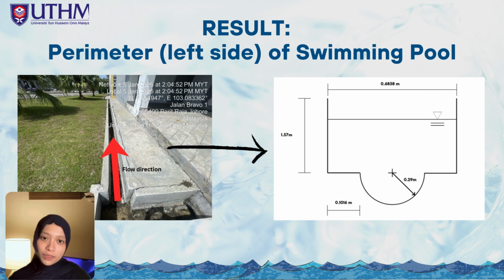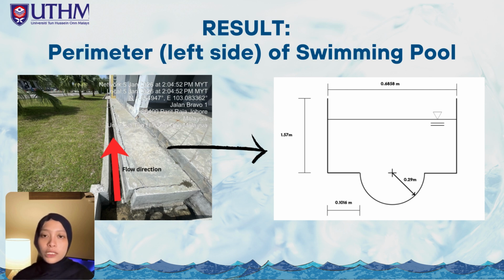Assalamualaikum. My name is Putri Namada. So today we analyze the hydraulic performance of the drainage section identified as the perimeter left side of the swimming pool at UTHM. As shown, the flow direction is clearly defined for the specific infrastructure.